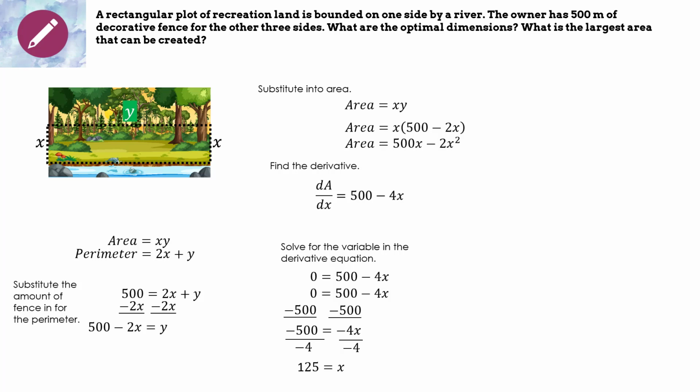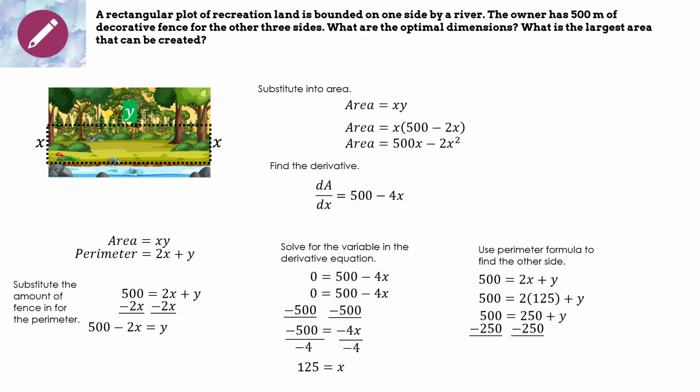Now that's x. That's one of the sides, but let's find the other side. Use the perimeter formula to find the other side. So 500 equals 2x plus y. We know that x is 125. 2 times 125 is 250. When I subtract 250, it turns out that y is 250. What are the optimal dimensions? Well, 125 by 125 by 250.